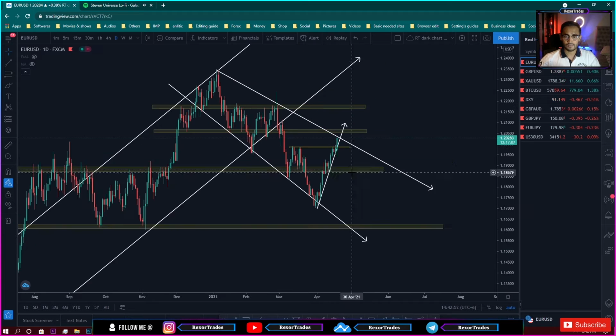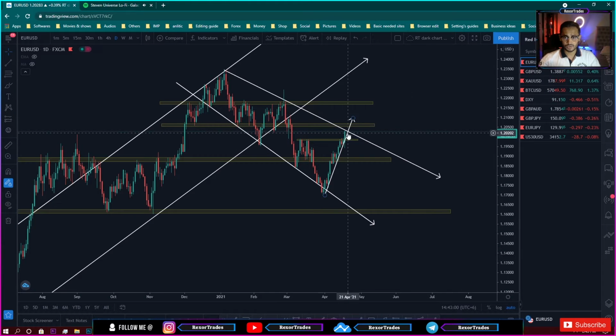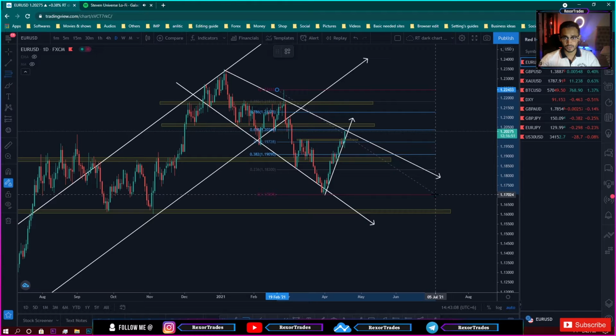So my analysis is that Euro US Dollar might make a pullback around this zone right here or around this zone right here. If the Euro US Dollar makes a pullback around this zone, then if you draw a Fibonacci retracement tool from this point to this point, you can see this zone is really close to this Fibonacci level right around here, the 0.618 level.